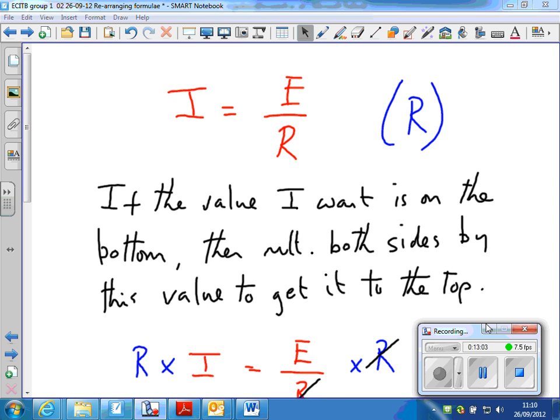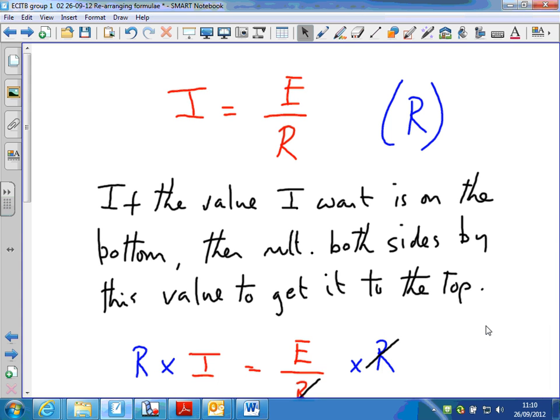So to recap this one, I want to make R the subject, and I did this example because often in a formula, the thing you're trying to make the subject happens to be underneath, and in that case, the first step, generally, not always, because it depends on the formula, generally is to multiply through by what you want to make the subject, and that gets it to the top on the other side.